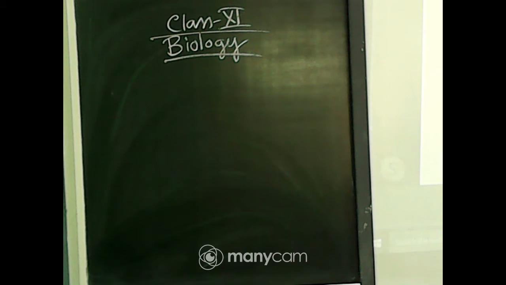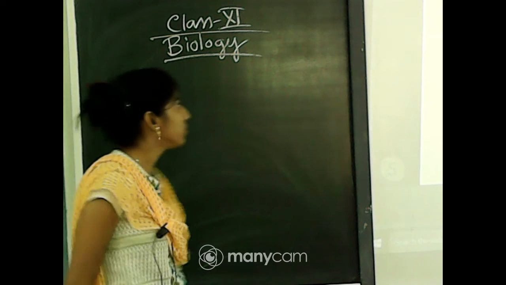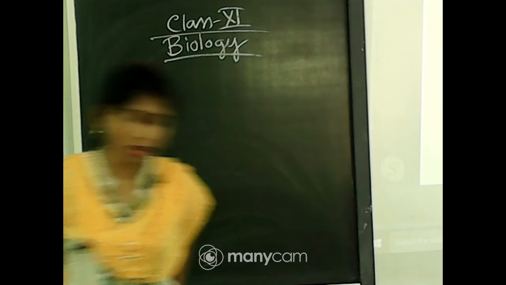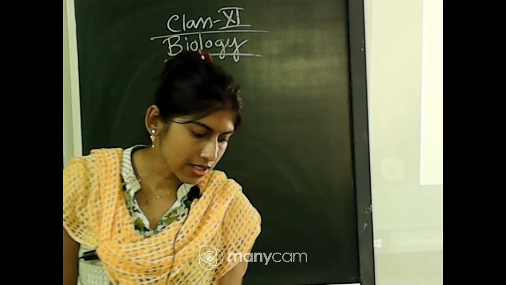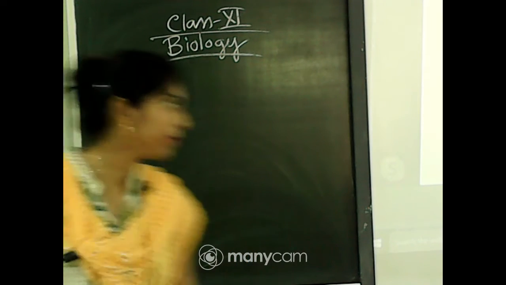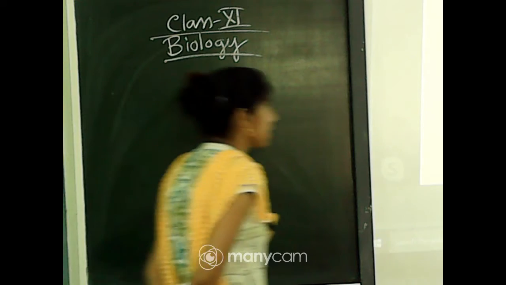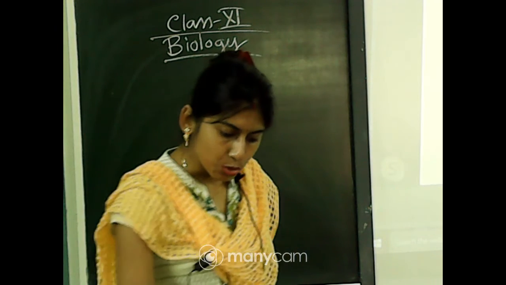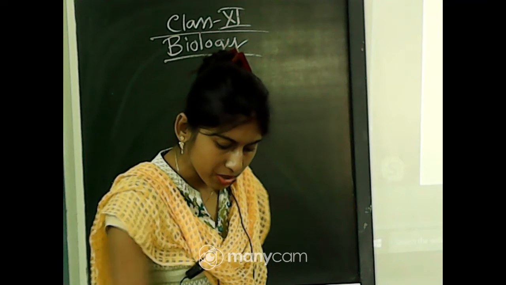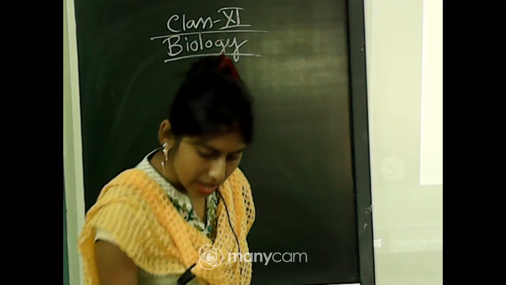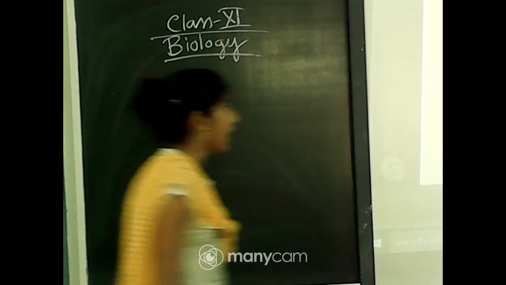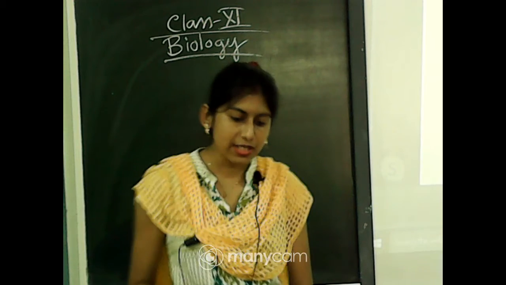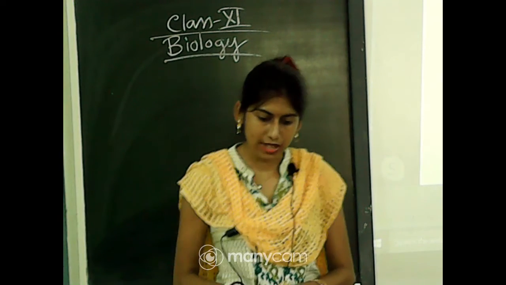You start. Good afternoon, students. So today I will complete the chapter first, morphology of flowering plants. In my previous class I discussed the flower and the different parts of a flower. Today, in your revised syllabus, descriptions of two families are there, and they are Solanaceae and Liliaceae. So today I will discuss those two families. After that I will proceed to the next chapter.